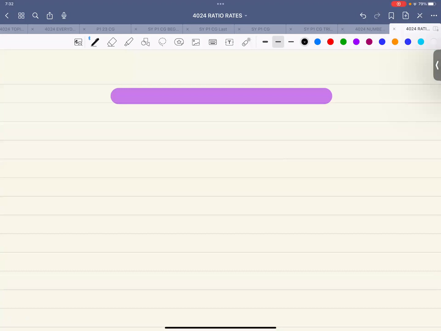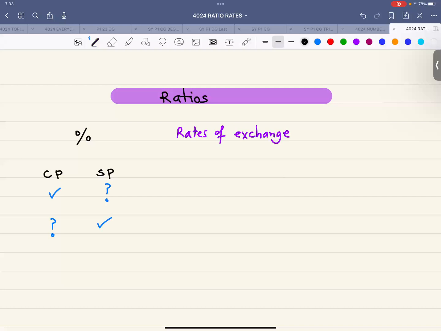Now, the basic that we need to understand is that when we talk about rates and ratios, we use the unitary method, the same method that we used in percentages when we were dealing with cost price and selling price. Maybe the cost price was given, we found the selling price. Similarly, the selling price was given, we found the cost price. The same was used when we were dealing with rates of exchange, with different currencies.